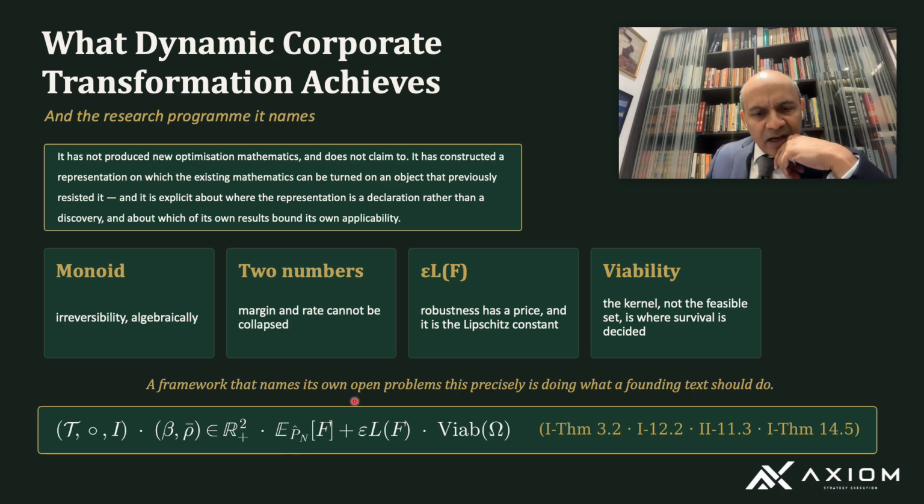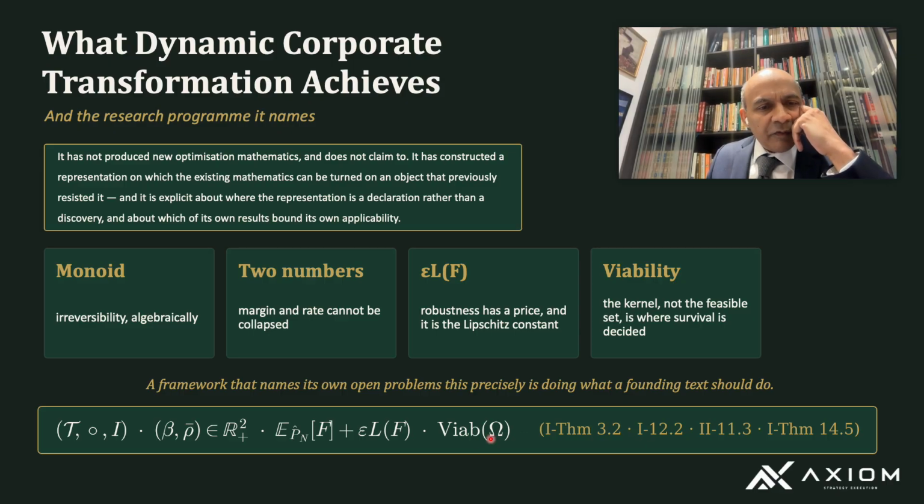Expectation of P_n of f plus epsilon L of f. This is the expected value under the empirical distribution. Epsilon is the ambiguity radius, and L of f is the Lipschitz sensitivity of the objective. So this second term is the price of distributional uncertainty.